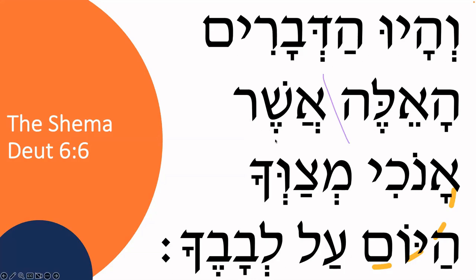What's Asher? Which or that, right? That which or who? Which anochi. What's anochi? I. Metzavecha. I am commanding who? You. When? Today. This day or today. And believe it or not, the verb that we have right here comes in right here. These words that I have commanded you today shall be on your levav, on your heart, on your mind.